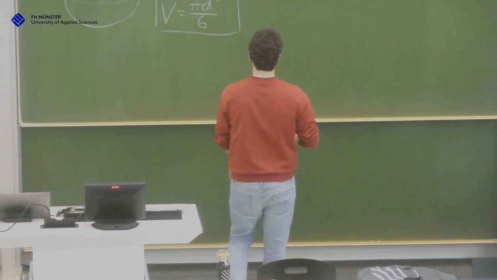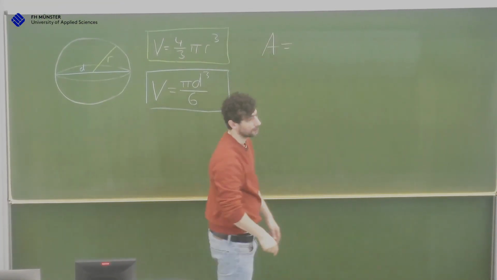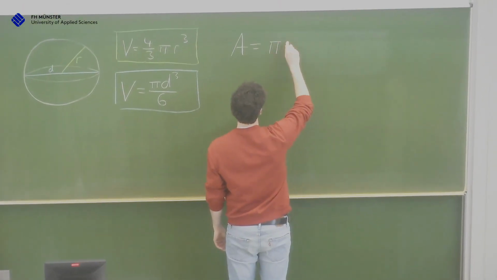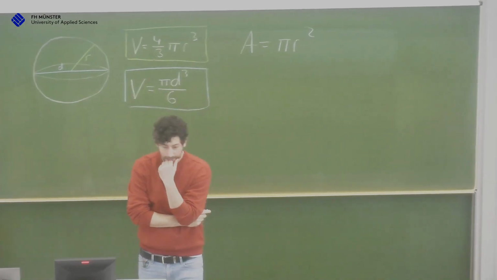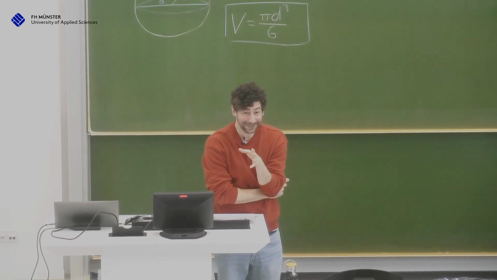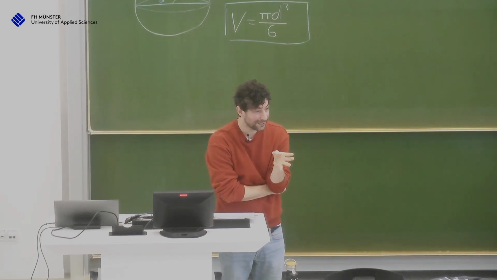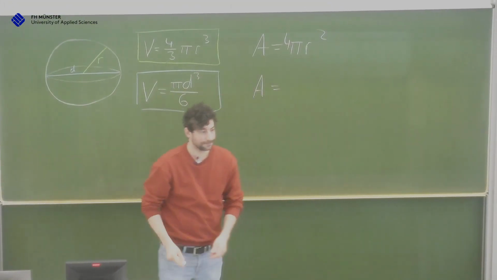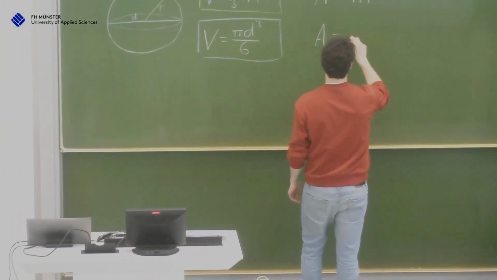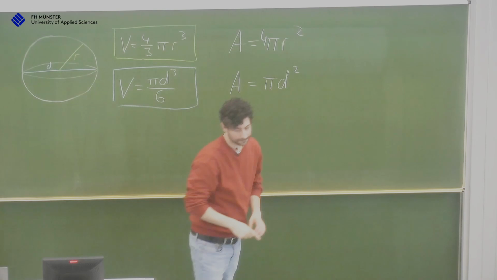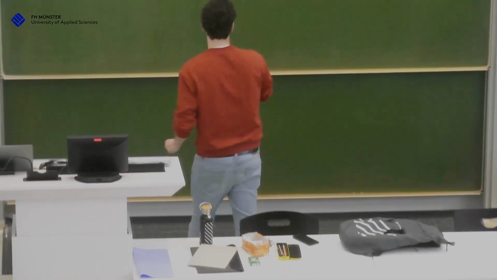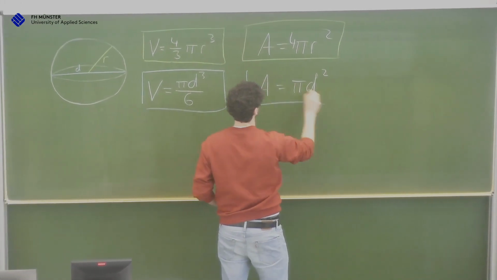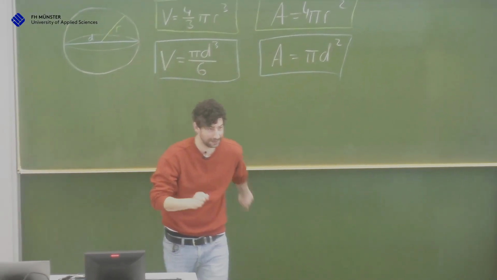So please keep this in mind, just to make the picture complete. What about the cross-sectional area for radius? Pi r squared. Is it correct? It's not a problem, it's fine, I do this all the time. And what happens then for the diameter? Yeah, pi d squared divided by 4. So a small reminder, but please keep this in mind, okay?